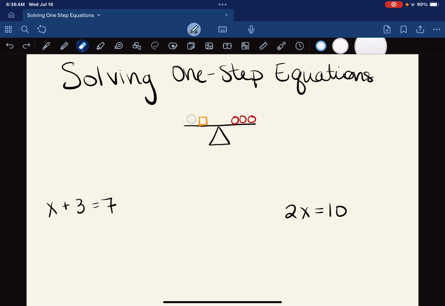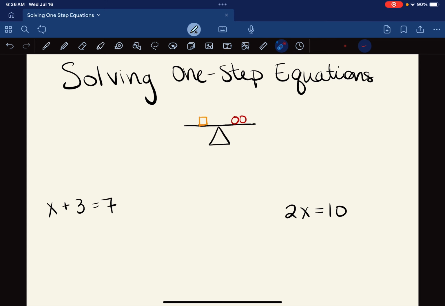If you remove a red circle from the left side, but you still want your scale to be balanced, you've got to remove a red circle from the right side as well. Whatever you take from the left side, we would have to take from the right side. If you add something to the left side, you would need to add the exact same weight on the right side. And here we can see that 1 orange square is worth 2 red circles.